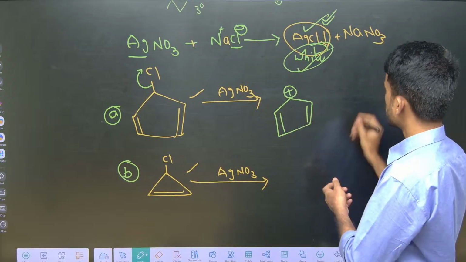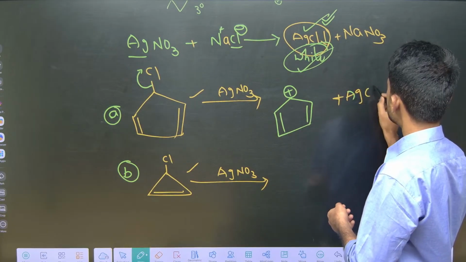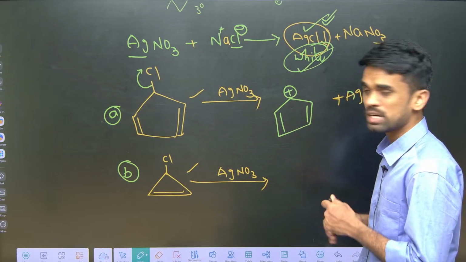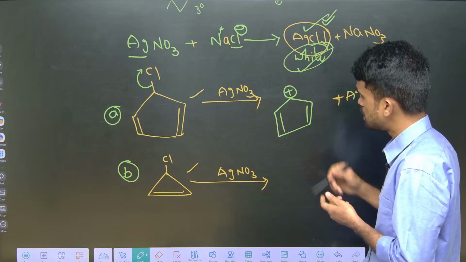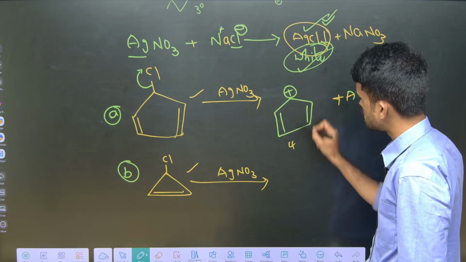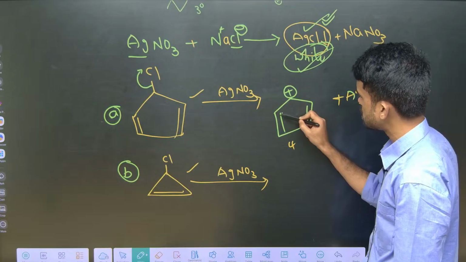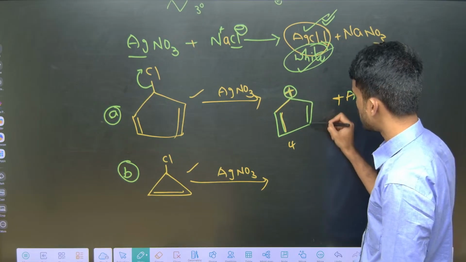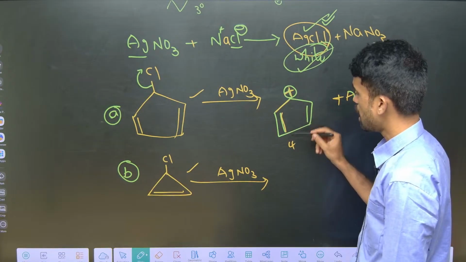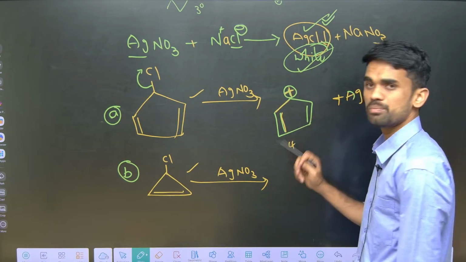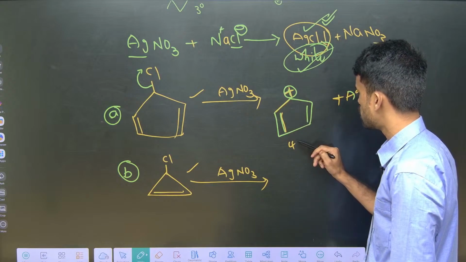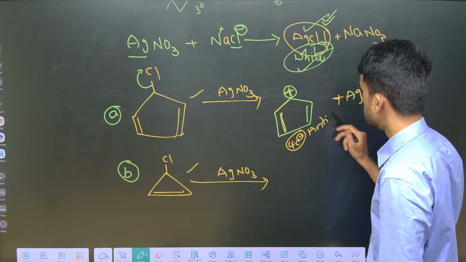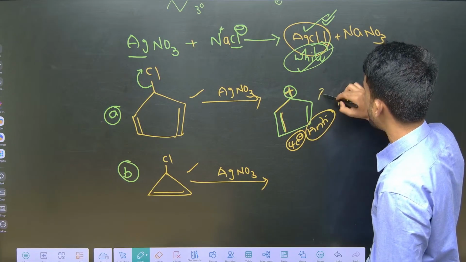Just observe this compound, whether it is aromatic, non-aromatic, or anti-aromatic. What is the scenario here? Positive charge. See, it has only 4 pi electrons. It is a cyclic compound having conjugation: pi bond, sigma bond, vacant pi orbital, again sigma bond, vacant orbital, like this. So it has complete conjugation, cyclic compound, with 4n pi electrons, 4 pi electrons. It means it is an anti-aromatic compound.